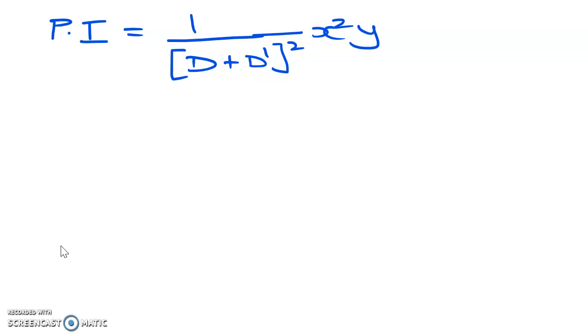So today I'm going to teach you how to find the particular integral when the right-hand side of the partial differential equation is a polynomial. Okay, that's what I'm going to teach you. Polynomial means it's x power n, y power n. The term which I have highlighted is the right-hand side of the differential equation.